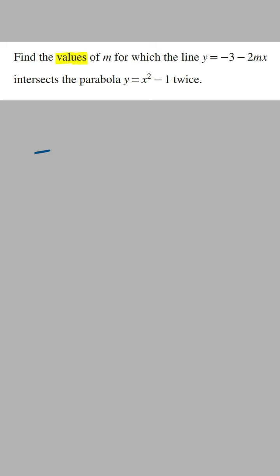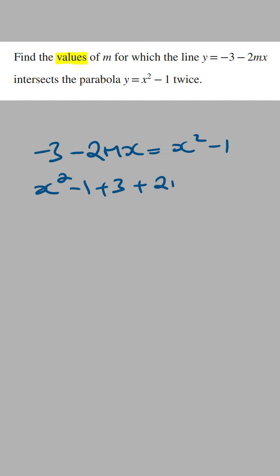And so doing this, we're going to get minus 3 minus 2 times m times x equals x squared minus 1. We then rearrange this to make one side equal to 0. And so we're going to get x squared minus 1 plus 3 plus 2 times m times x equals 0. Simplifying and collecting like terms, this is going to be x squared plus 2mx plus 2 equals 0. We now have a quadratic equation, and what we want is for this to have two solutions.